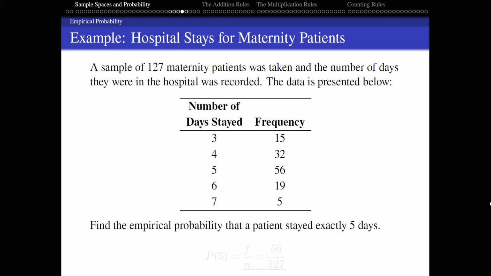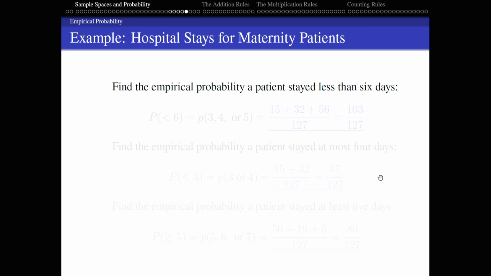Well, how often did the 5 days happen? Well, it happened 56 times. How many total patients do we have? 127 patients. So our empirical probability is going to be 56 divided by 127. All right, now go back to the previous table.